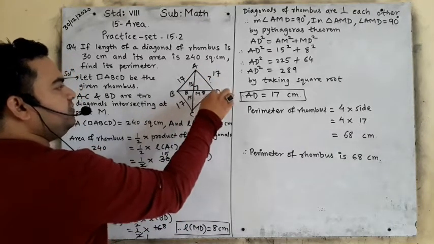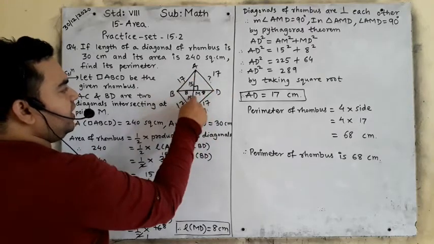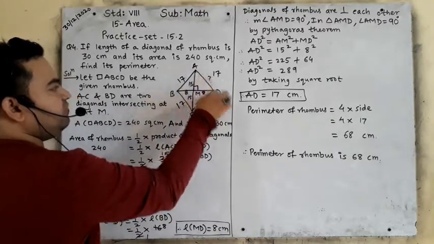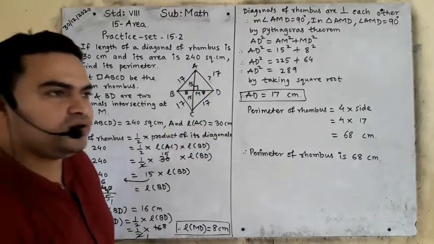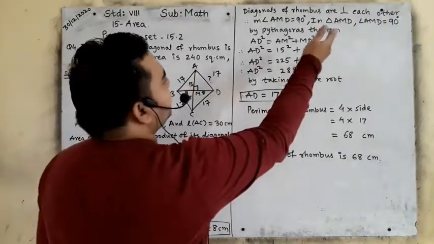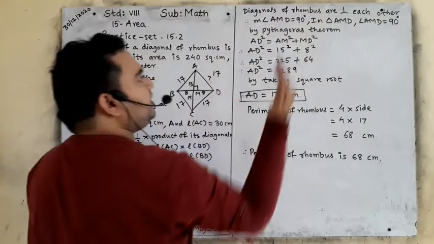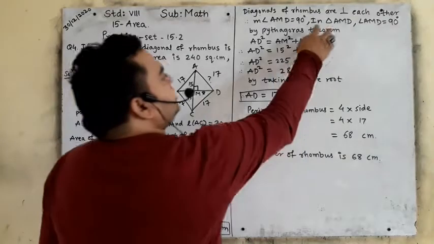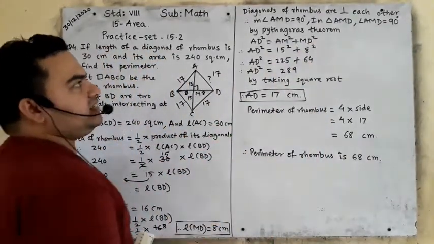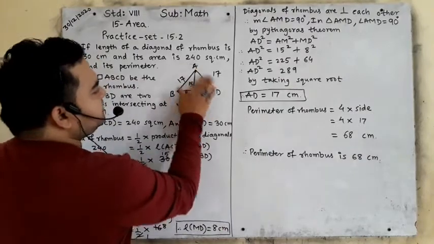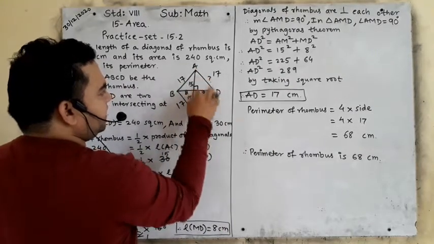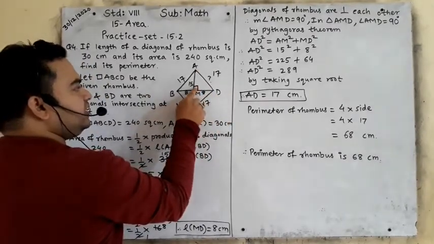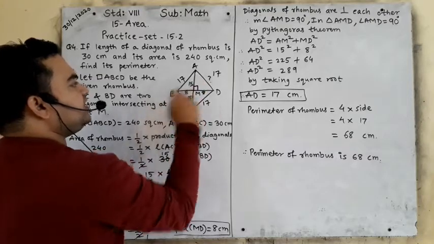Can we find out AD? See, this is a right angle triangle, AMD. AM is 15, MD is 8. Yes, we can, because of the Pythagoras theorem. The diagonals of a rhombus are perpendicular to each other, so angle AMD is 90 degrees. In triangle AMD, angle AMD is 90 degrees, so by Pythagoras theorem, AD is the hypotenuse. The side opposite the right angle is the hypotenuse.